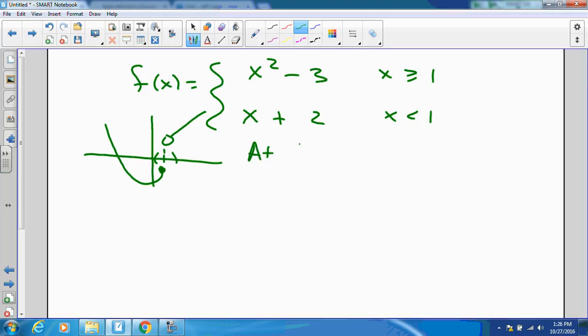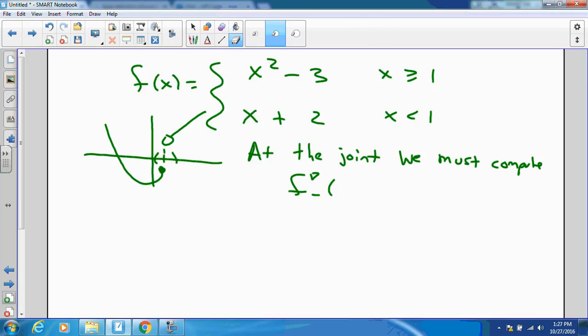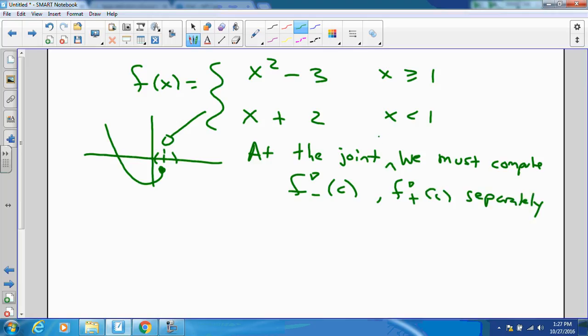And so therefore, at the joint, we must compute derivatives from left and right separately. The joint x equals 1. We must compute derivatives from left and right separately. Does that make sense to everybody? Yes, sir.